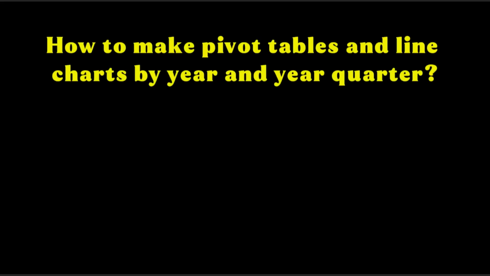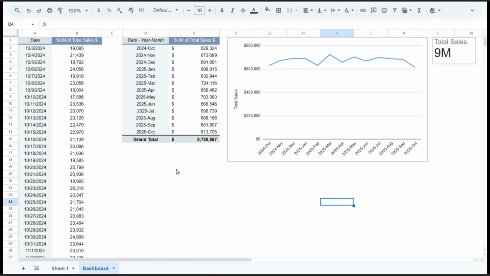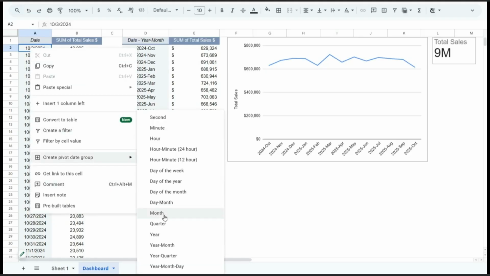For this quiz, I want to ask you how you can make pivot tables and line charts by year and by year quarter. You can pause the video and write your answer in the comments. We'll go over the answer shortly. Similarly, you can create year and year quarter tables to track the total sales.